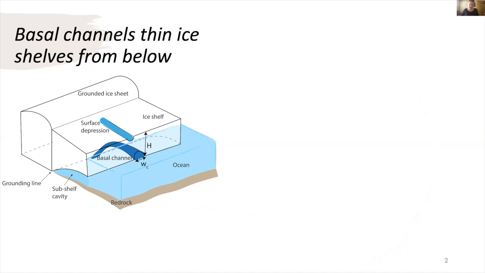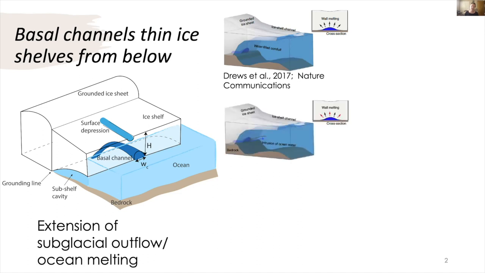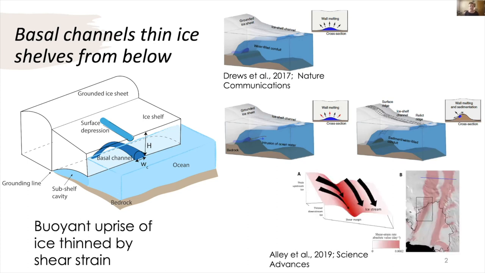Basal channels, if you're not familiar, locally thin ice shelves along longitudinal tracks, and they've been associated with ice shelf fracturing, persistent polynyas at ice shelf fronts, and even surface rivers, which all have the possibility of impacting the buttressing capability of ice shelves. And the formation mechanisms, they may be extensions of subglacial outflows. They may be further incised by warm ocean water causing enhanced melting, or they might be formed from incision by eskers or undulations in the ice shelf and in the glacier or ice stream bed. They may also be formed by the uplift of locally thinned ice along shear margins of ice streams and then onto ice shelves. And in all cases, these tunnel shapes advect onto the ice shelf with flow.